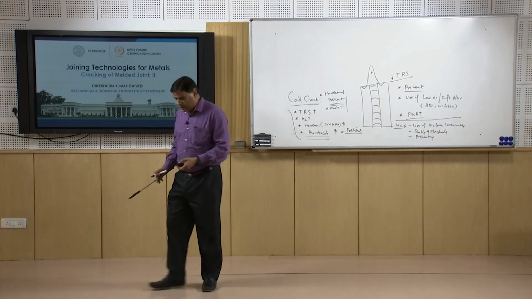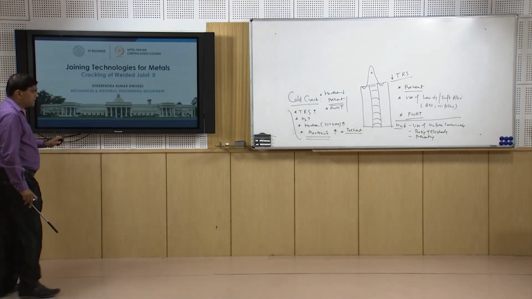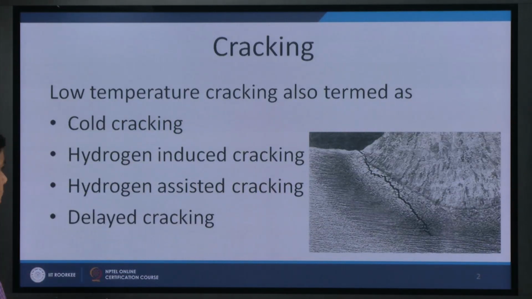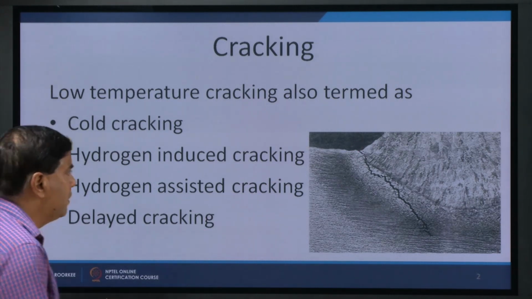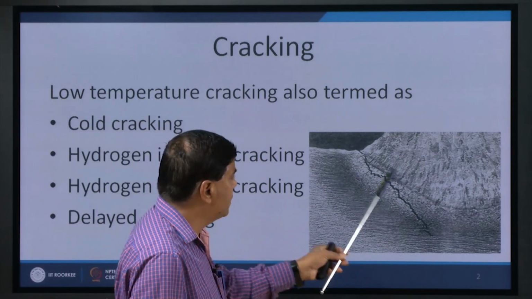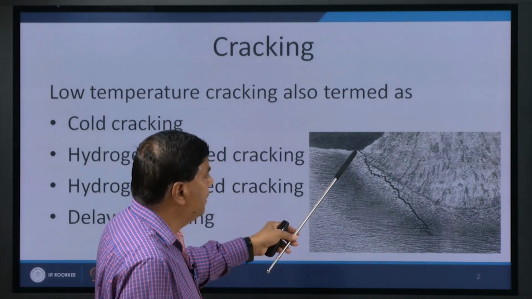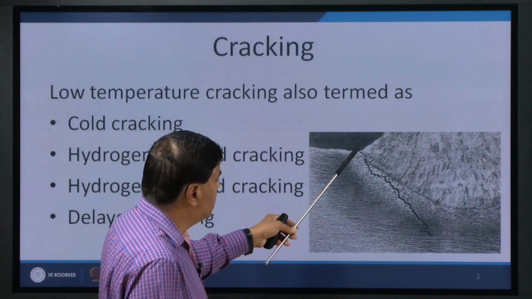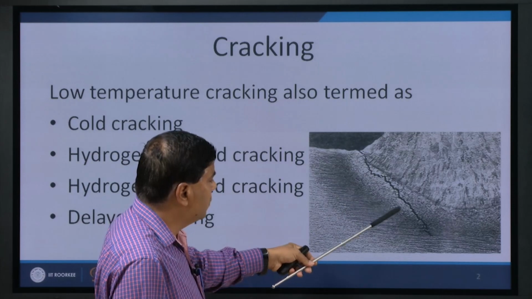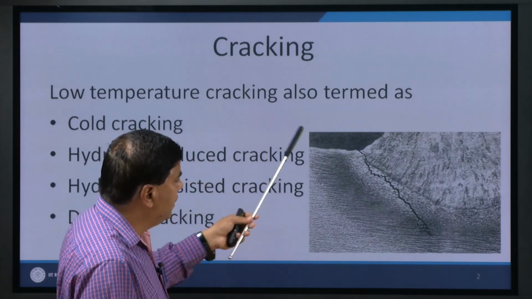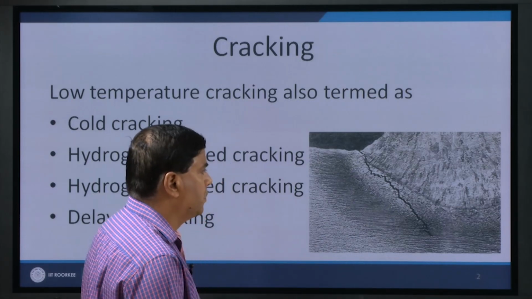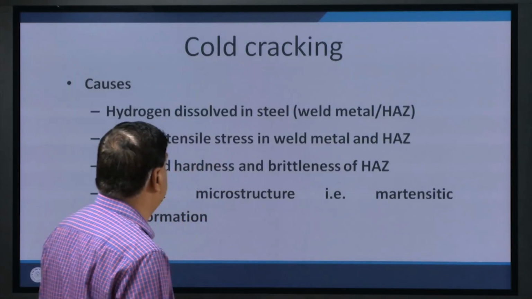Now I'll go systematically through the various aspects related to the cold cracking. So it's a low temperature cracking, normally termed as cold cracking, as I have said, hydrogen induced cracking, hydrogen assisted cracking, or the delayed cracking. And you can see this type of cracking is observed next to the weld. So this is the fusion boundary, and next to the weld it is being observed, and it is starting at the toe of the weld because this is the area of high stress concentration which triggers the crack, and then it grows near the fusion boundary in the heat affected zone, where it has the favorable conditions.